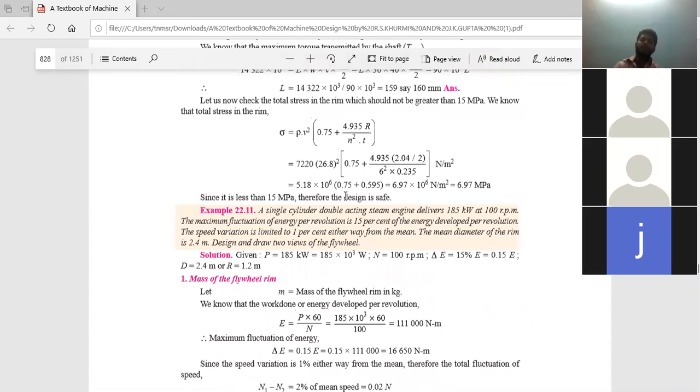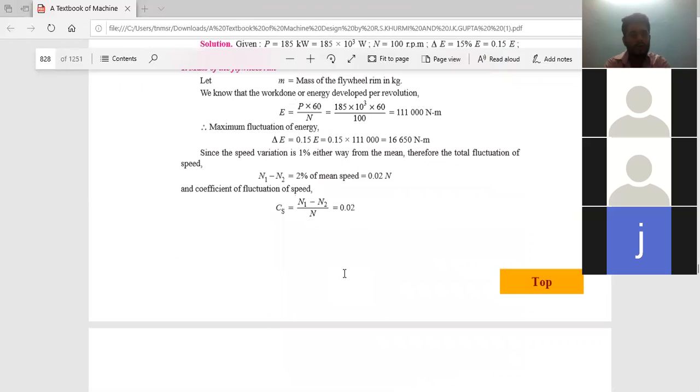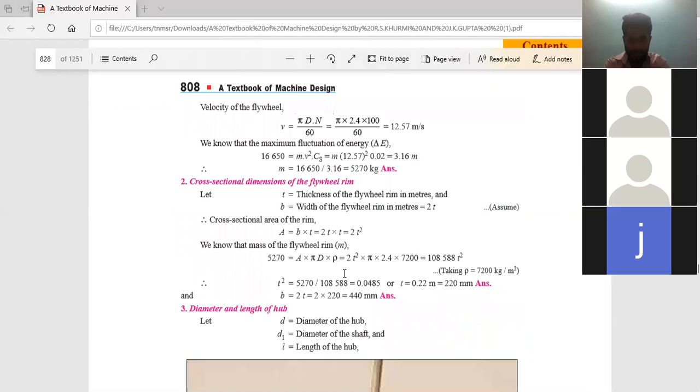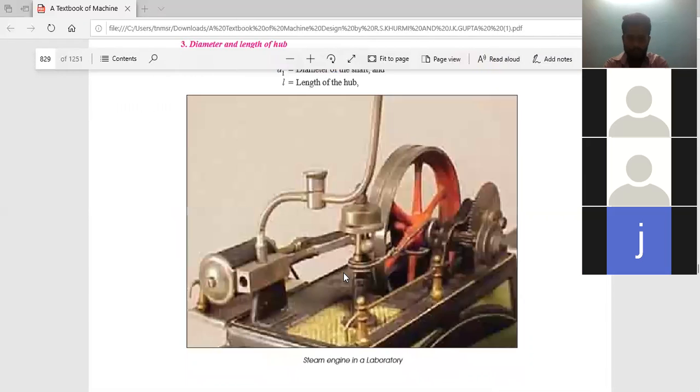Is the problem clear? It was a very long problem. Fine. So this is the complete design problem of a flywheel, including the flywheel rim portion, flywheel arm portion, hub portion, shaft portion, as well as the key portion. There are some more similar problems. You can solve them on your own, and with this, we complete our flywheel part.